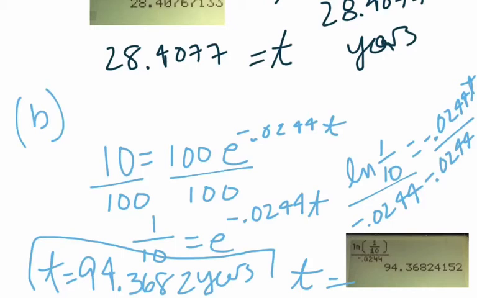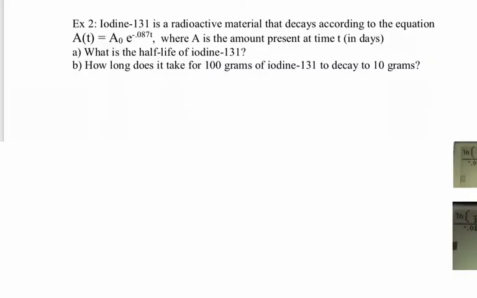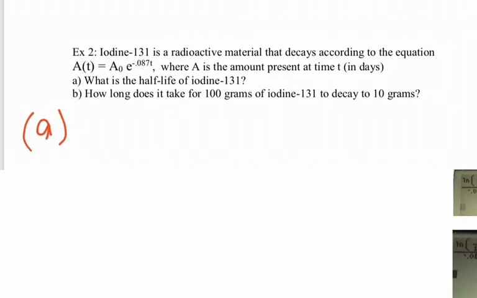All right, let's take a look at the next question. This next one says, what is the half-life, again, of iodine 131? And it gave me the formula. So first I'm going to do part A. I do like to start with 100 grams. If I started with 100 grams, I would be down to 50 grams when I was finished.